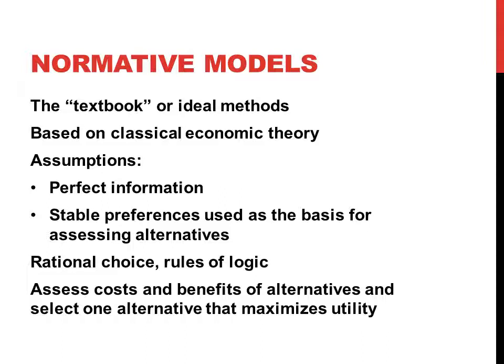And the way that these rules will be applied is that the decision makers will assess the costs and benefits of alternatives and then select one alternative that maximizes their own utility. And so this is a pretty straightforward classical economic approach, cost benefit, based on utility maximization. And this is what is taught in every standard economics course. However, what we are seeing out there in the world is that this is not really the case. This is an ideal approach.